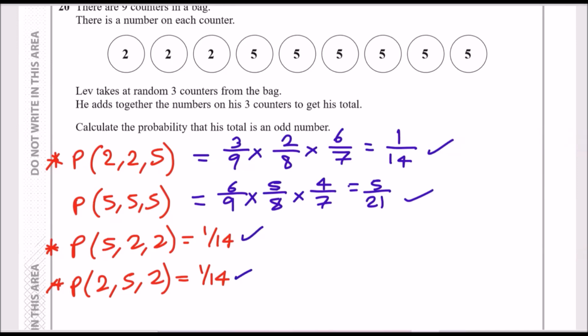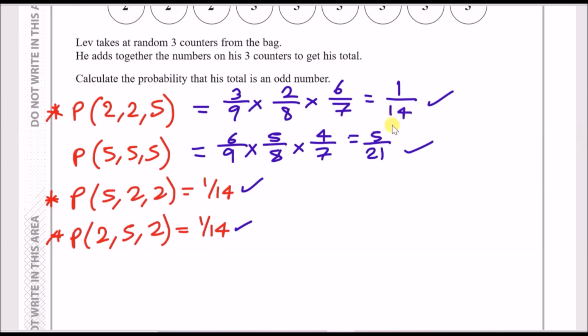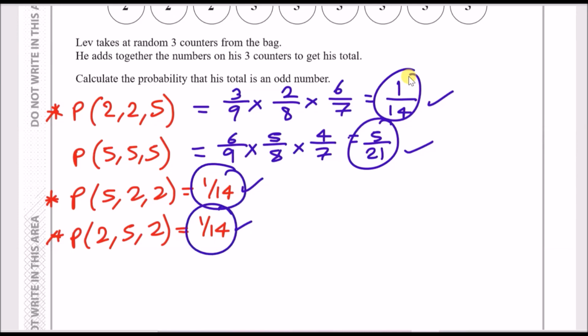We just want to add them all up. Now, if you add up all of these 4 probabilities, you got 1/14 plus 5/21 plus another 1/14 and another 1/14. You should get a total probability of 19/42. And yeah, that's it, guys. This is your answer.